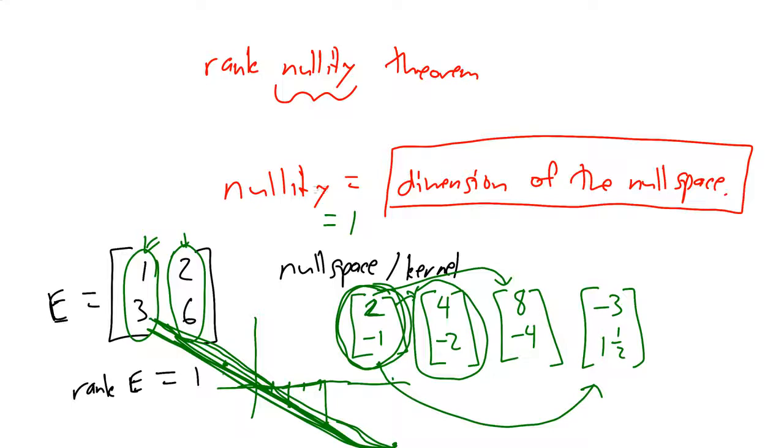The nullity of E, and sometimes they'll say null E, or sometimes they'll say nullity of E. I've seen both notations. For this particular thing it is 1. Okay? Now, that is the dimension. That's what we mean by the dimension of the null space, because you see the null space here is only one-dimensional. It is a line.